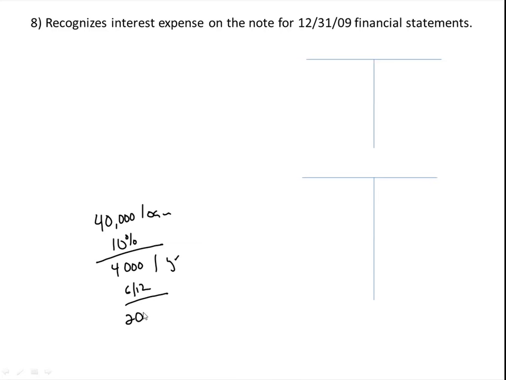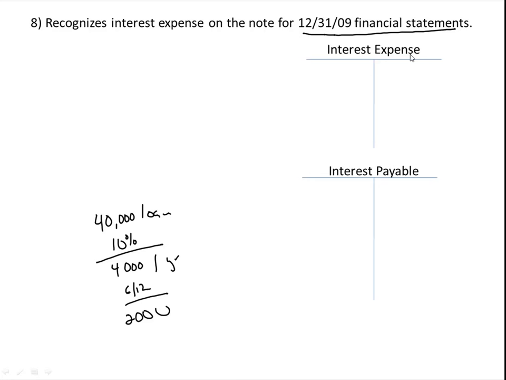We need to recognize $2,000 of interest for our December 31st, 2009 financial statements. We recognize a reduction in equity because of our interest expense. And because we haven't actually written the check, because we owe the bank, we recognize it as interest payable, not as a reduction in cash. Interest expense makes owner's equity go down. Expenses make owner's equity go down. Owner's equity goes down with a debit.